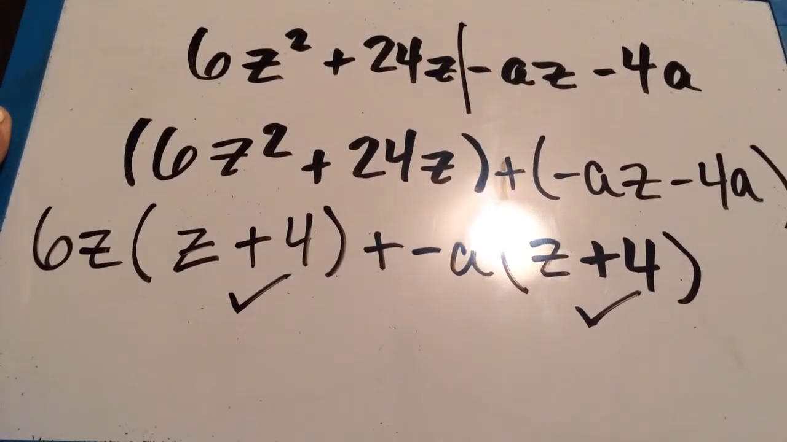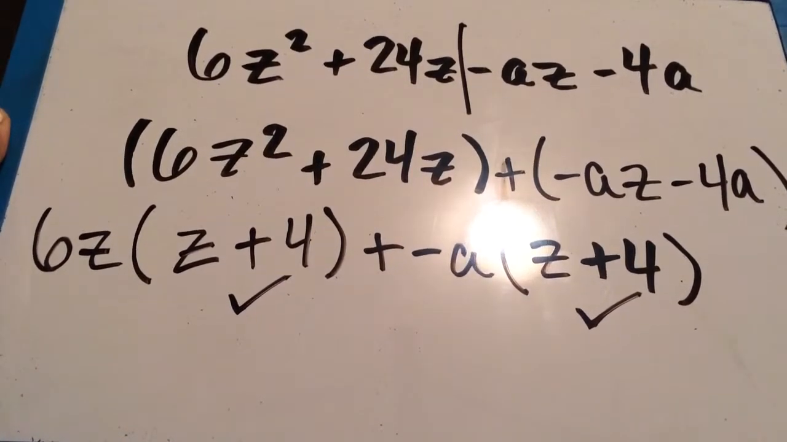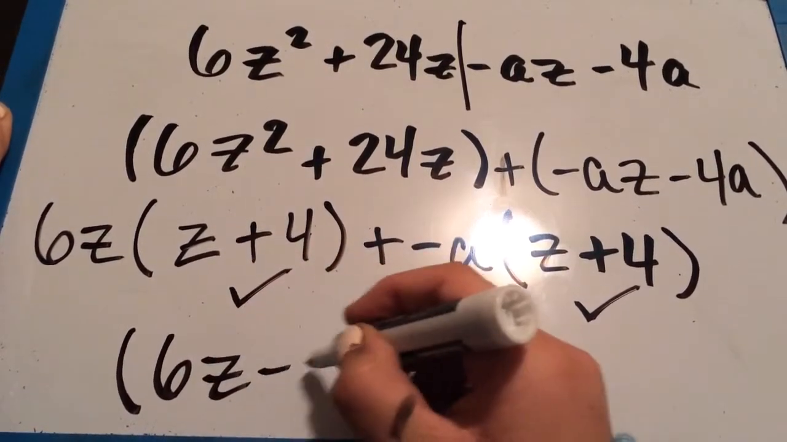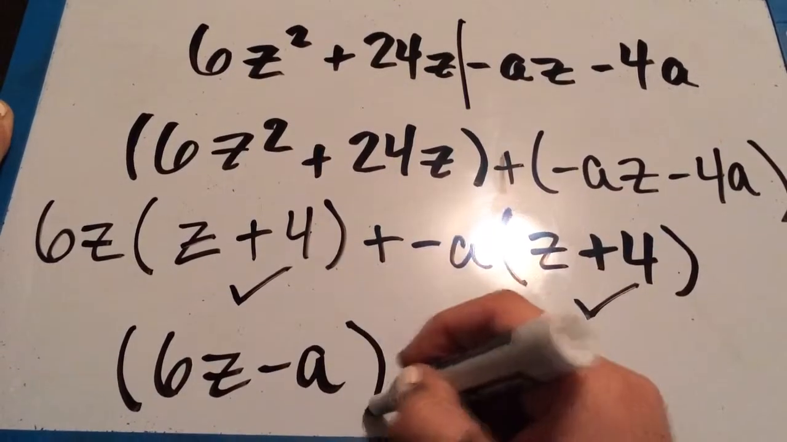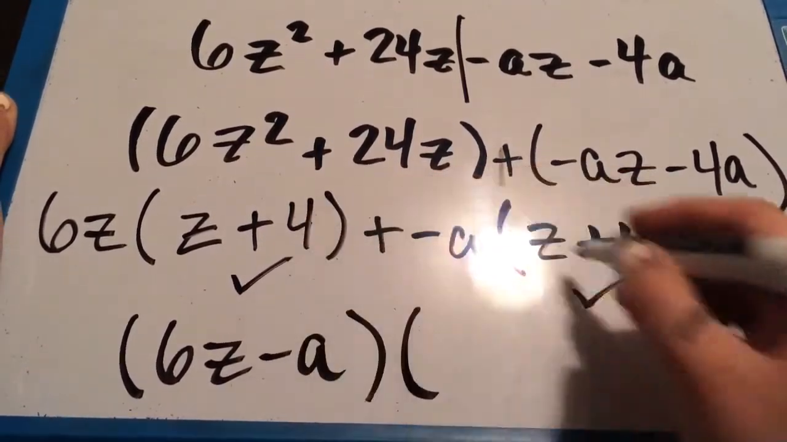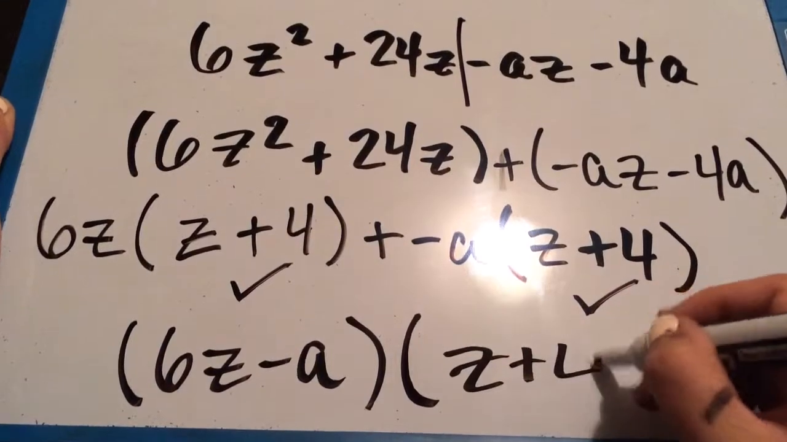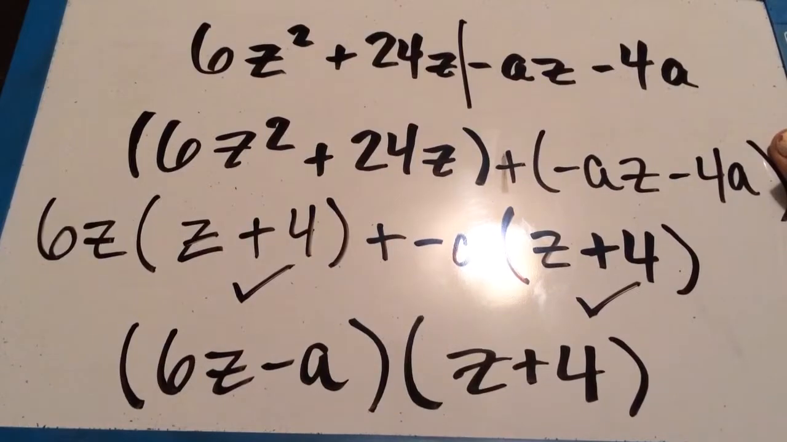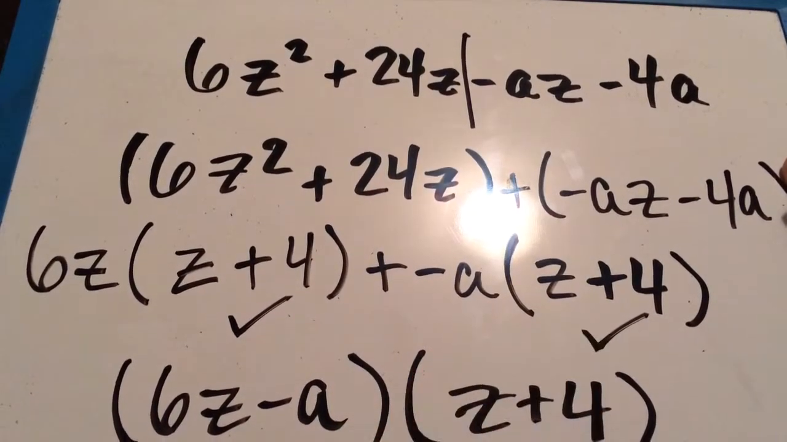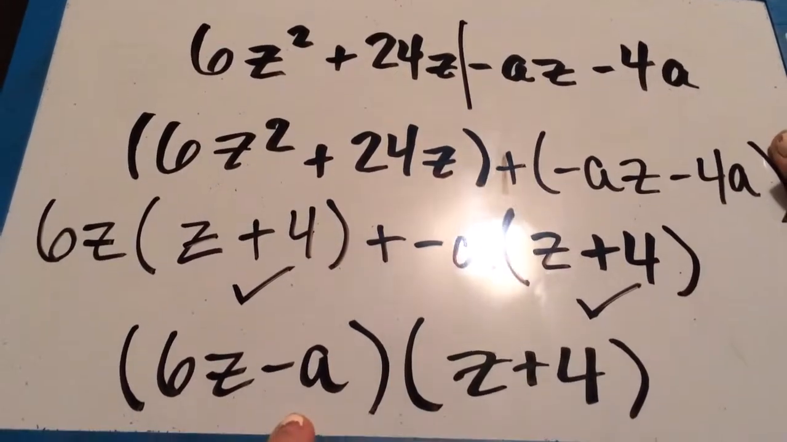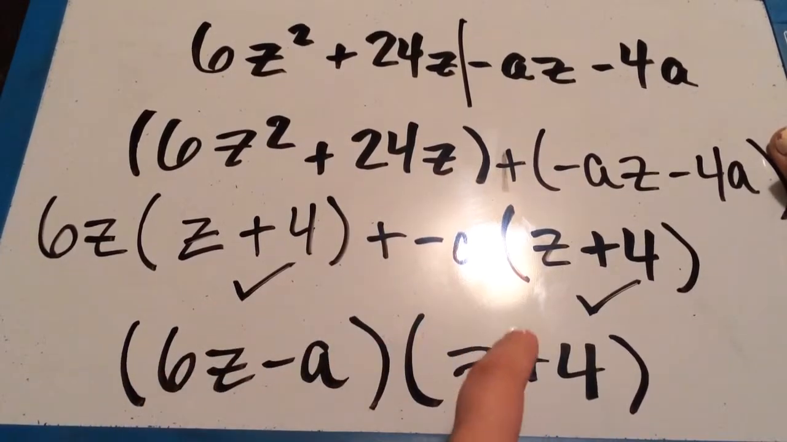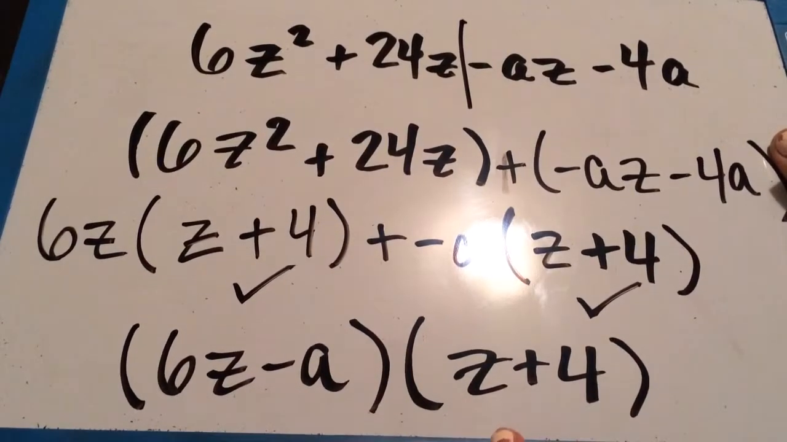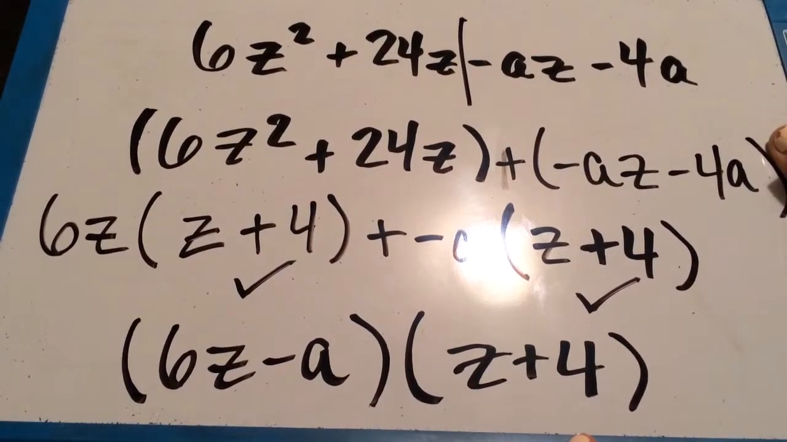Well, another way to write this without taking up so much room is by doing parentheses 6z minus a, parentheses, and then writing the z plus 4. Because remember, up here, 6z is multiplying with z plus 4, and then negative a is multiplying with z plus 4. Well, this is basically the same thing. 6z, you're going to be distributing it to the z and the 4, and then the negative a, you're also going to be distributing to the z and the 4.